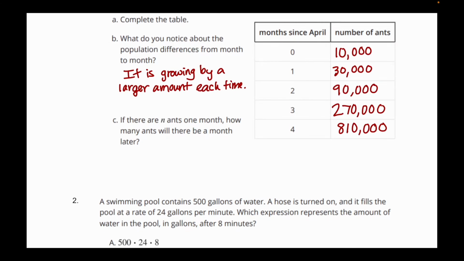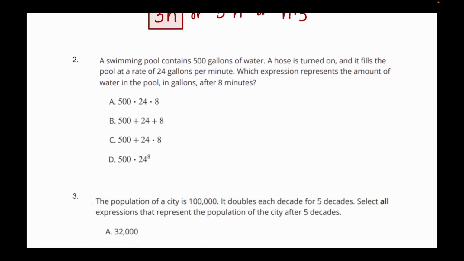Part C says, if there are n ants in 1 month, how many ants will there be a month after? So it's just asking us to explain using algebra what our process is each month. I was multiplying by 3, so I'm going to take n and multiply it by 3. You can write that as 3n, or 3 times n, or n times 3, but I prefer 3n because this is normally how we'll deal with these numbers in equations. And that's it for question 1. Let's move on to question 2.